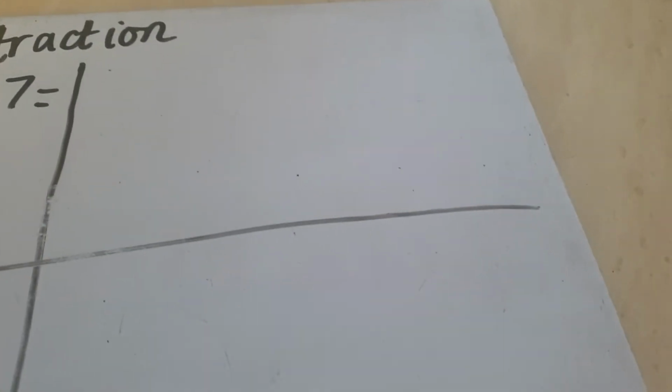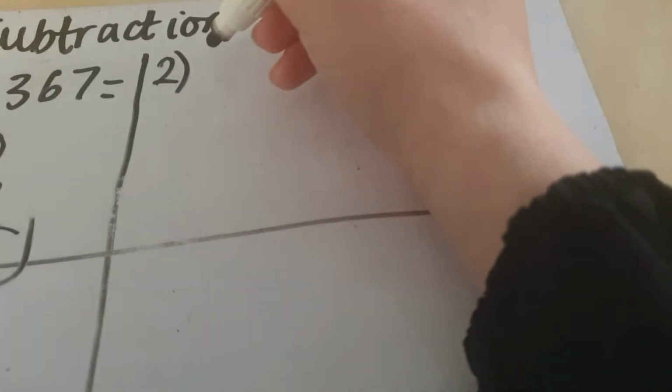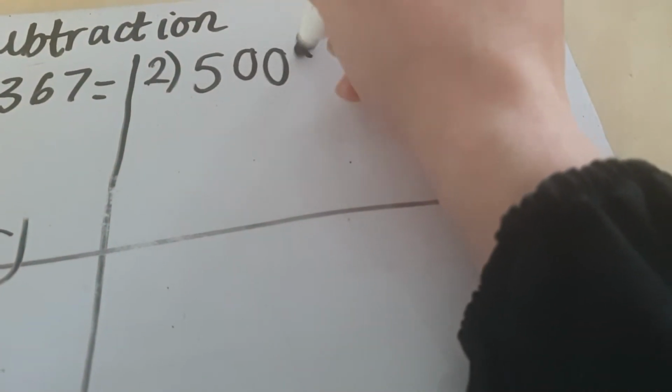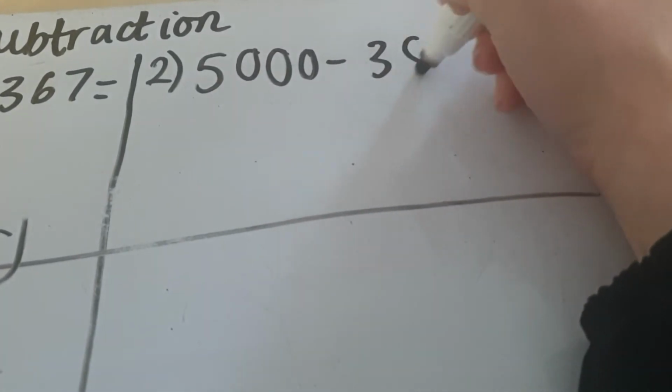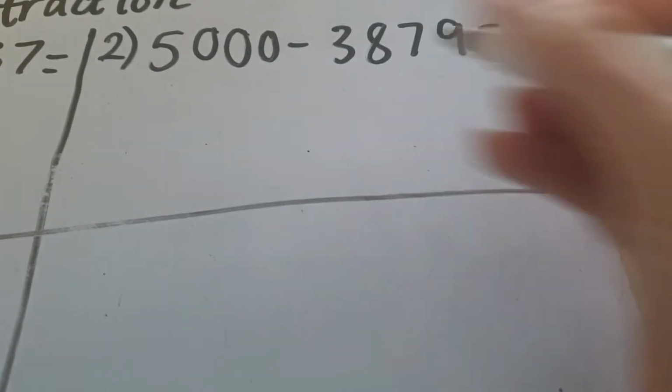So let's do another example. This time I'd probably stop before I reveal the answer. See if you can have a go yourself, okay? So this time we'll do 5,000 take away 3,879. Okay? So same thing again.